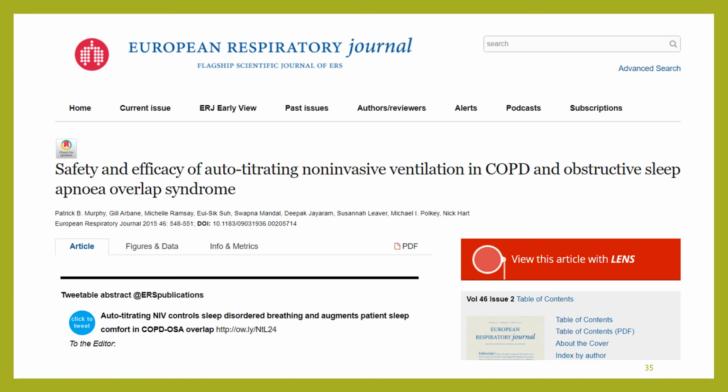So I just want to let you know again, there's a certain segment of the overlap syndrome population who are COPDers, who retain, who need non-invasive ventilation versus CPAP because they retain at night. These types of modes of ventilation work much better, especially when you have these auto-titrating devices working with them.